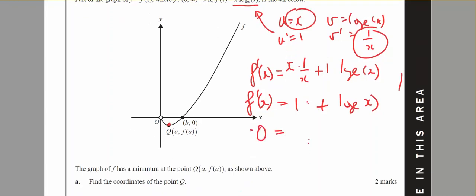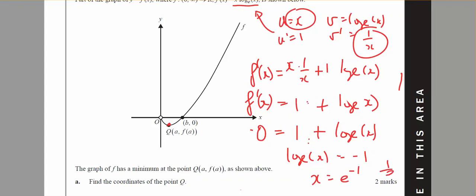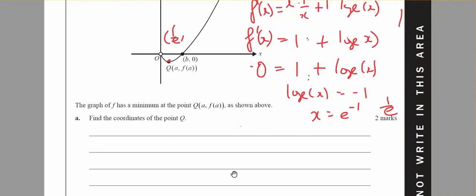So 0 equals 1 plus log base e of x. Log base e of x equals negative 1. Turn it into an exponential: x equals e to the negative 1, or 1 on e. So that's going to be at 1 on e. For the coordinates of Q at the moment, I've got 1 on e as the x coordinate.